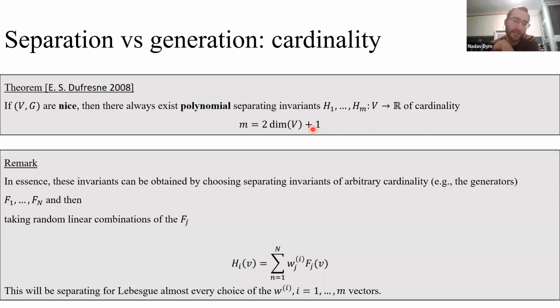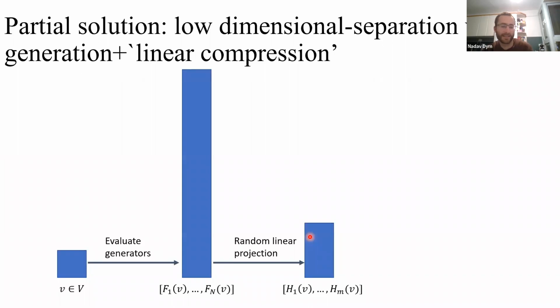And here's a remark. When you look at the proof, it's sort of constructive. The idea is that you take any finite set of separators, for example the generators, a finite number, maybe very big. Then you can project them down: you can make new invariants by taking linear combinations of the generators, and the number of linear combinations you need is just twice the dimension plus 1. So as a post process, you apply a linear projection and get a smaller number. You have your V, you compute all the generators, then you apply a random linear projection, and you get this.